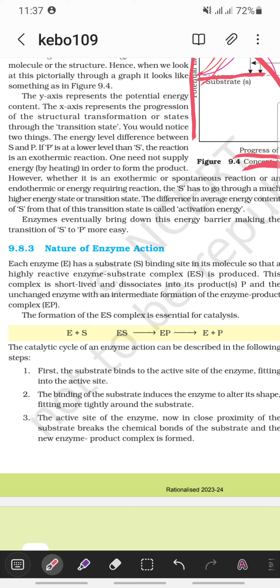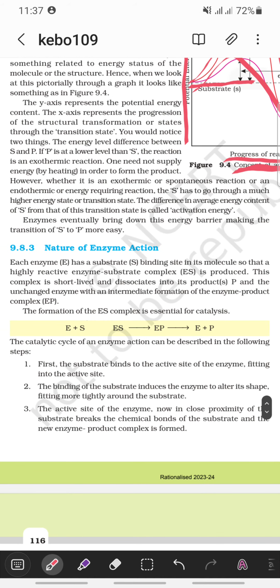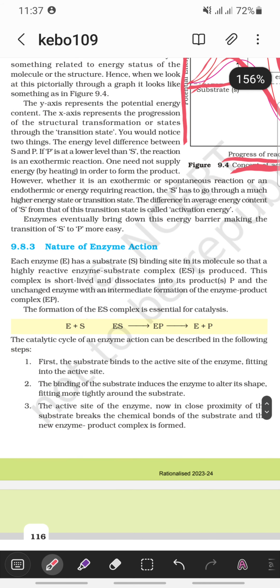If P is at a lower level than S, the reaction is an exothermic reaction. One need not supply energy by heating in order to form the products. However, whether it is an exothermic or spontaneous reaction, or an endothermic or energy-requiring reaction, the S has to go through a much higher energy state or transition state.